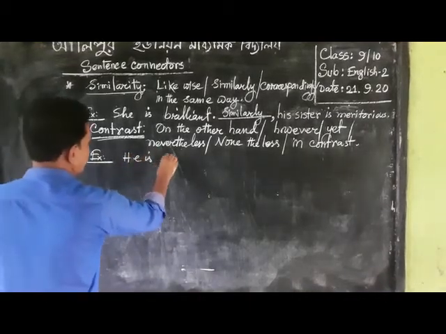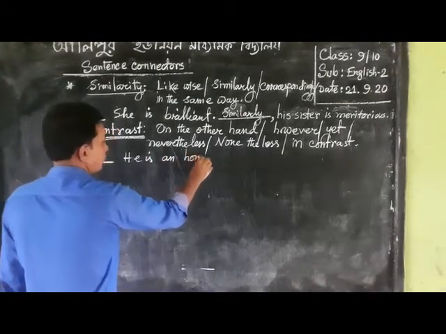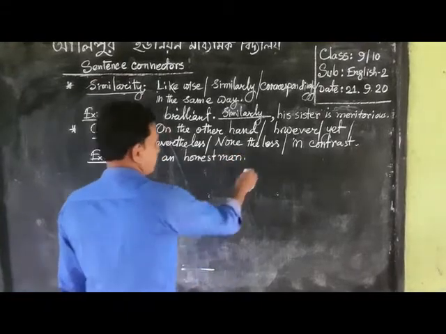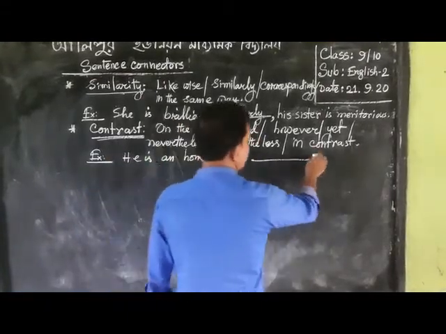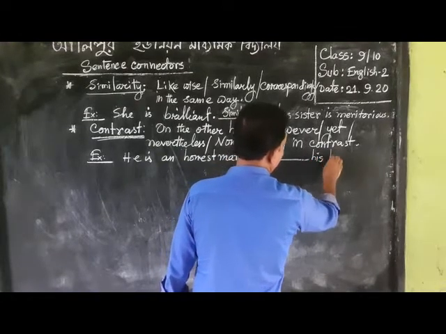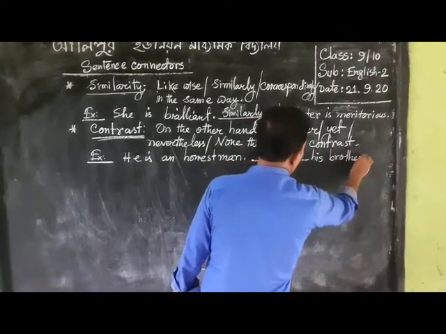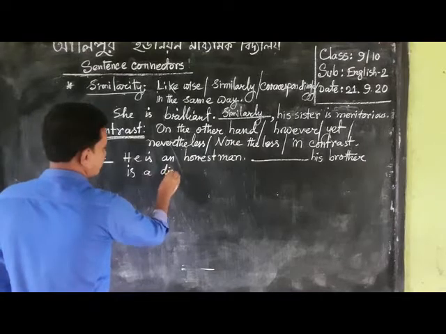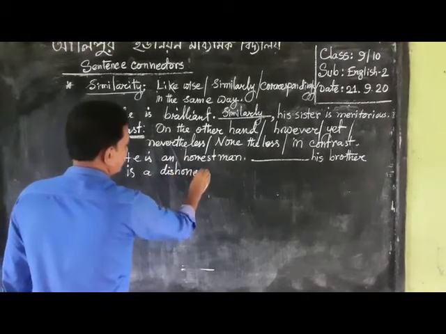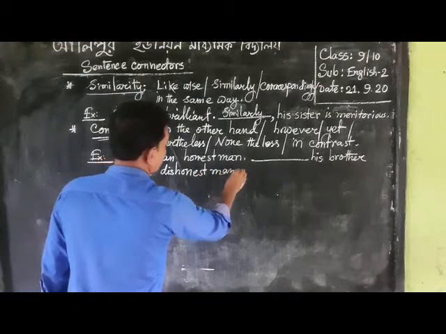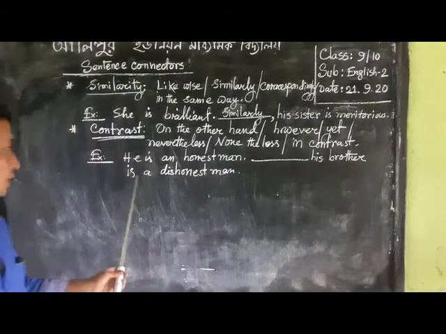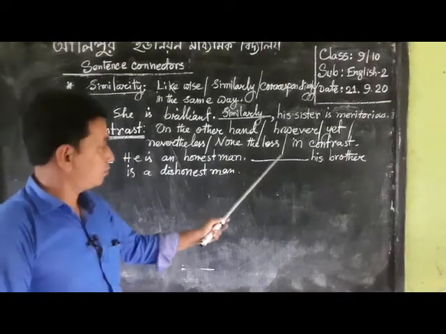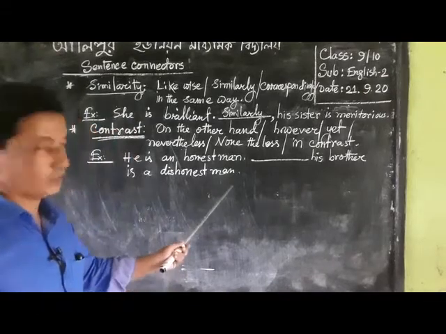He is an honest man. Blunt. His brother is a dishonest man. The learners have a look on the blackboard. There are two sentences. He is an honest man. Blank, his brother is a dishonest man.